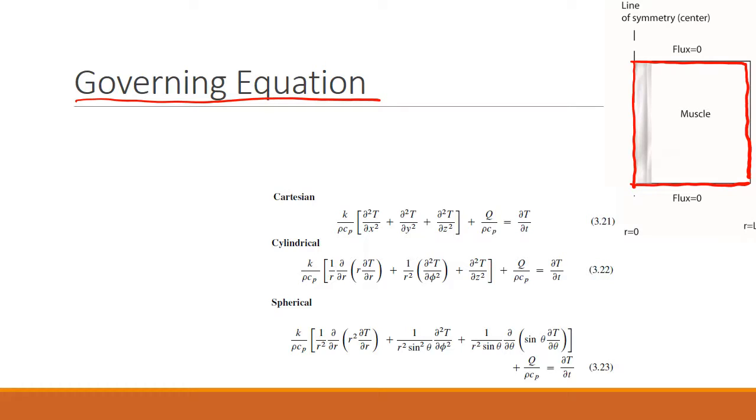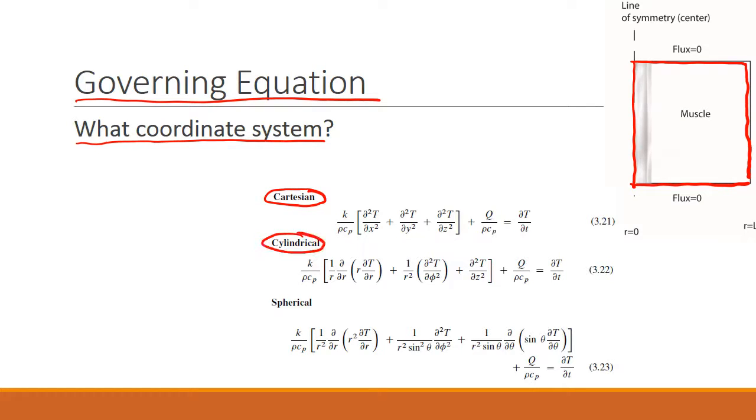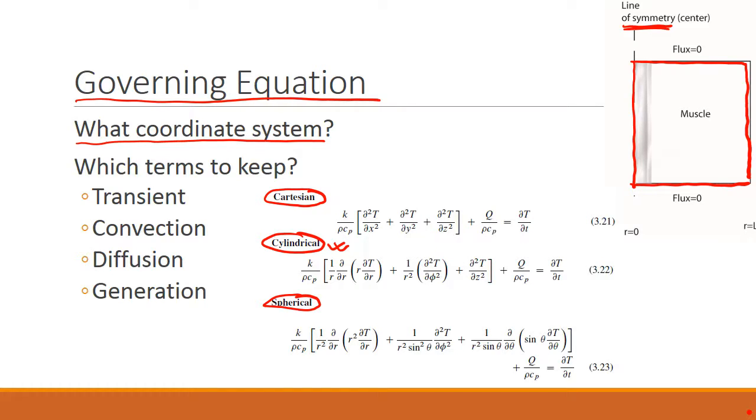Okay, so next, after choosing the geometry, we come to choose the governing equation. The first question is what coordinate system? Now we have three choices, three different equations that we either derived or discussed in class. And because this thing is axisymmetric, it is kind of obvious that the cylindrical geometry is the most appropriate. Next, we need to decide which terms. First, we want to do this as a transient problem. So this is my transient term, so we should keep that.